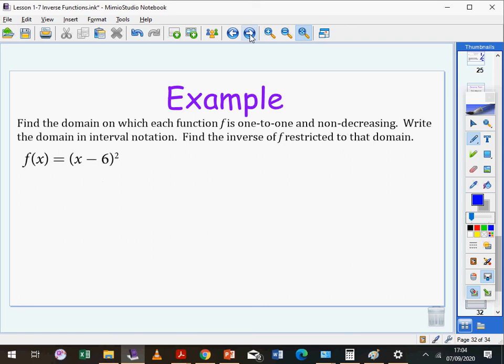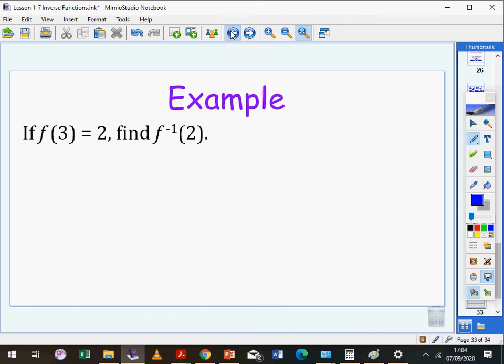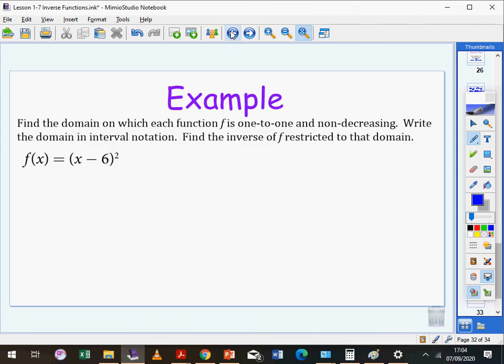Find the domain on which each function f is 1 to 1 and non-decreasing. Write the domain in interval notation. Find the inverse of f restricted to that domain. Okay, so we're trying to find the domain on which this function is 1 to 1. If I graph this function, I hope you remember, it shifted 6 units to the right. That's simply what's happening to it. So instead of starting at 0, it's going to start at 6. And then go like this. And then go like this.